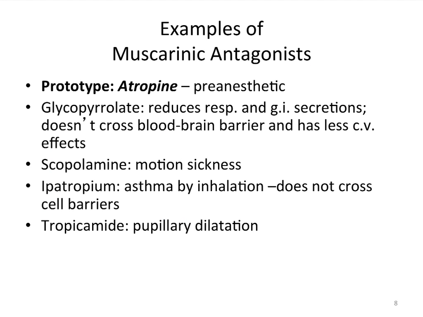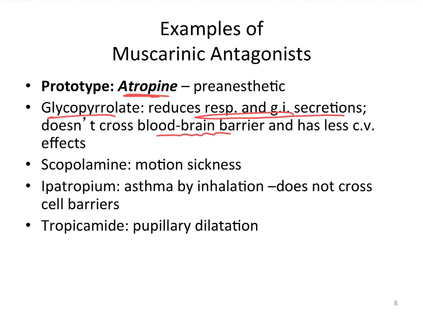So as I said, the prototype drug is atropine. We use it as a pre-anesthetic, and its goal, or a drug like it, glycopyrrolate, which is probably used more often now, is to reduce respiratory and GI secretions. The only change in the case of glycopyrrolate is that it has less cardiovascular effects, less CNS effects, and that's a good thing.